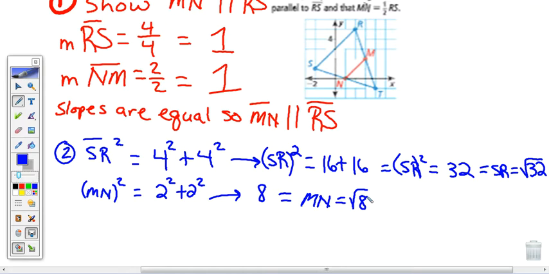So you could say MN is half of what? MN is half of RS there.